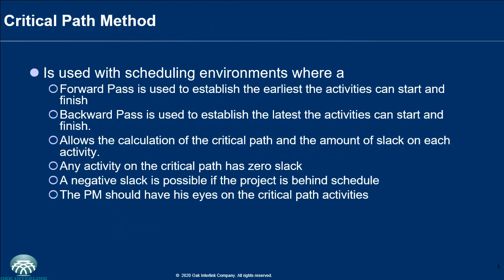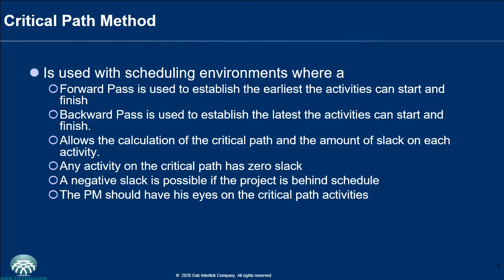The critical path method that utilizes the backward and forward pass is used with scheduling environments where a forward pass is used to establish the earliest the activities can start and finish. Backward pass is used to establish the latest the activities can start and finish.